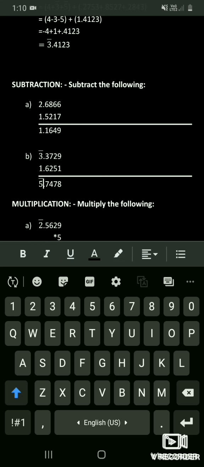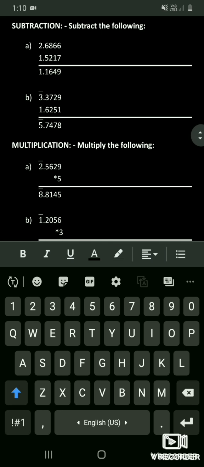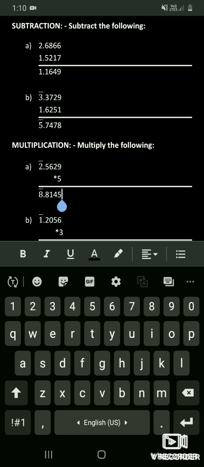Even this problem you can solve by separating the characteristic and the mantissa part. Anything which is convenient for you, you can work it out. So the next set of problems is multiplication. Even these problems are done in the usual way that we use for multiplication. So I'll explain one problem. The first problem is minus 2.5629 into 5.